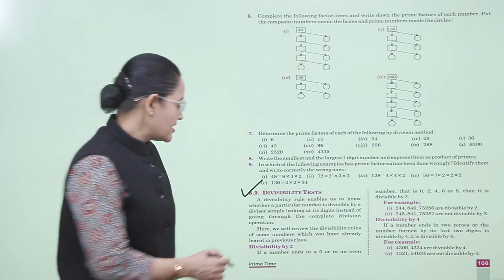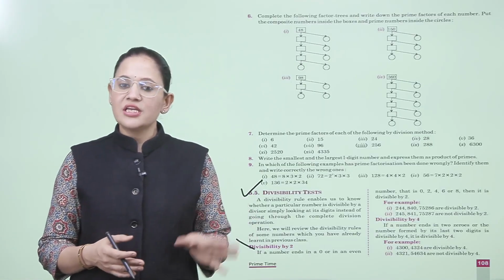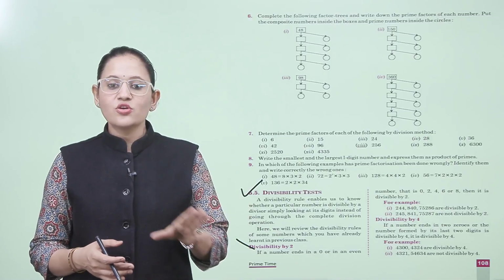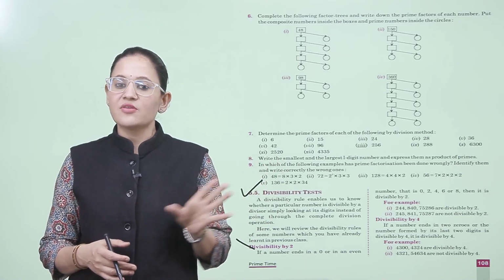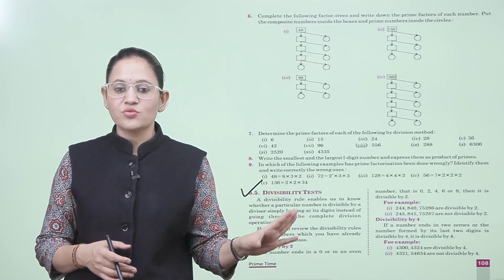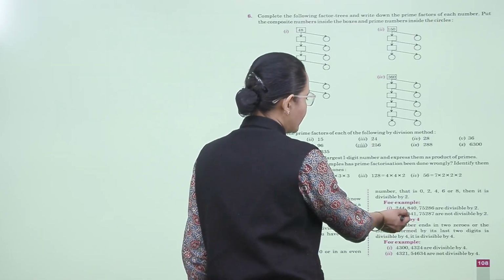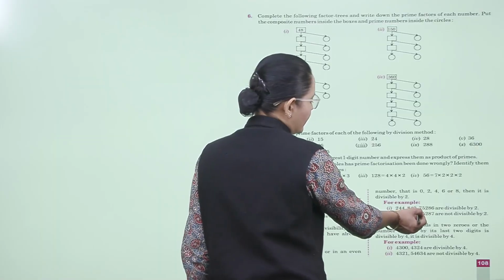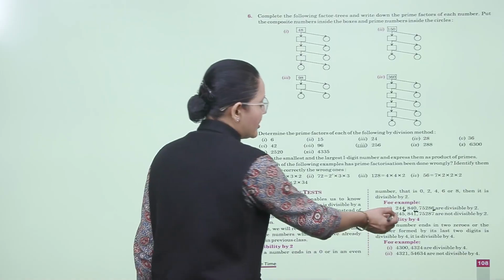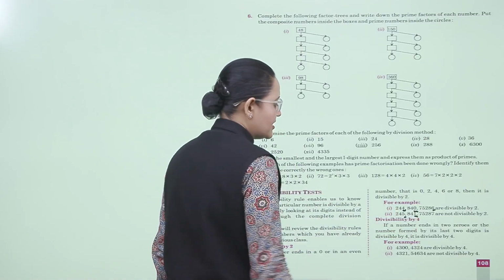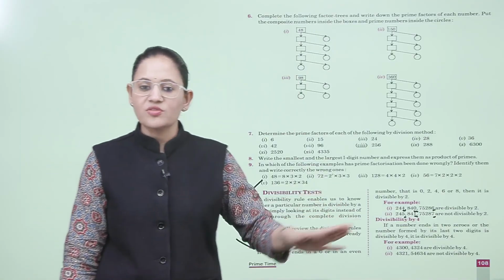First, divisibility by 2. If a number ends with 0 or an even digit, like 0, 2, 4, 6 or 8, at the one's place, then the given number is divisible by 2. Like here 244, 4 at the one's place, here 0 at the one's place, 6 at the one's place. So, all these numbers are divisible by 2. Here 5, 1 and 7 are at the one's place. So, these are odd numbers, which are not divisible by 2.